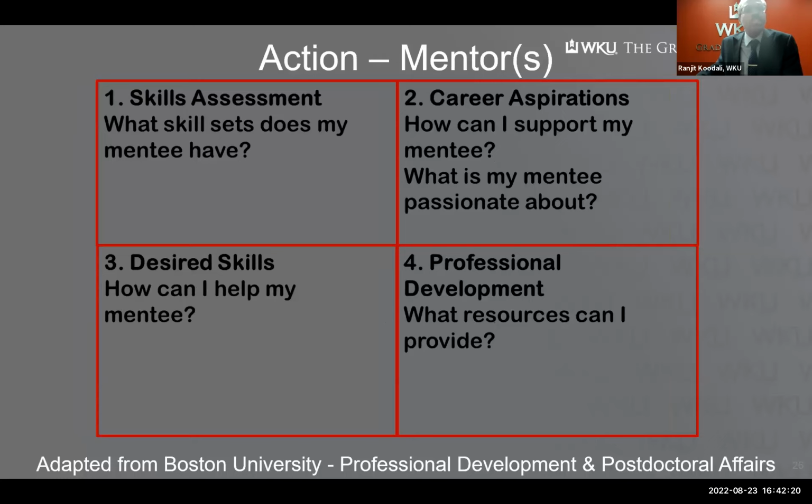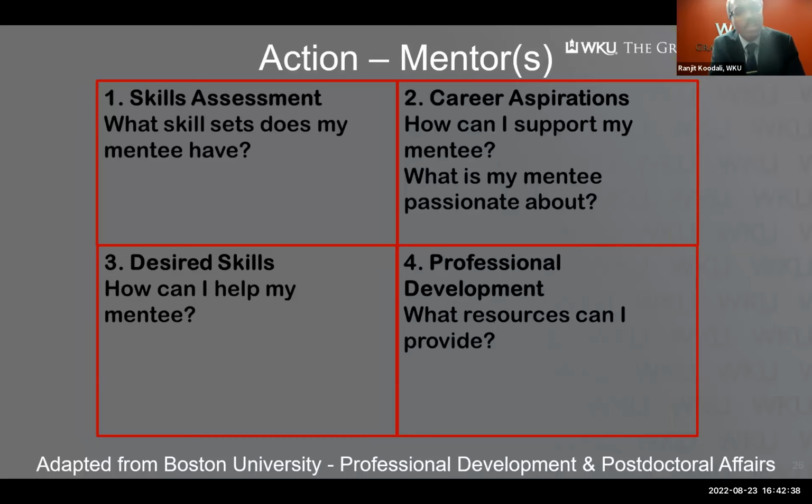For the mentor, the faculty has to know what skill sets the mentee has, and it may not be readily evident just from group meetings or observing the student in a laboratory setting. And the faculty have to ask questions. How can they support the mentee?